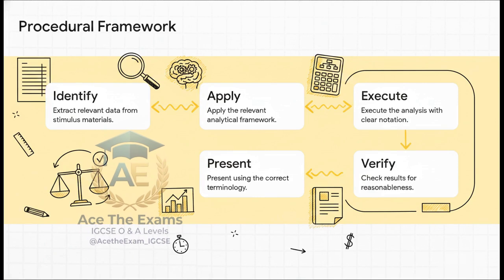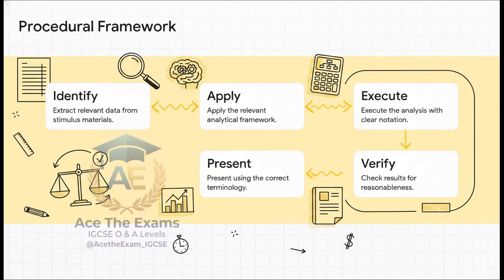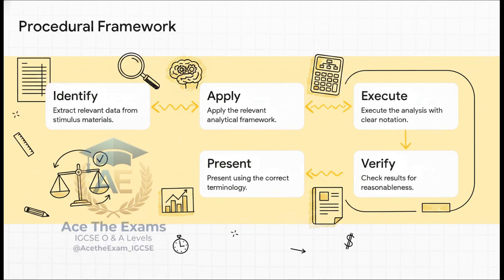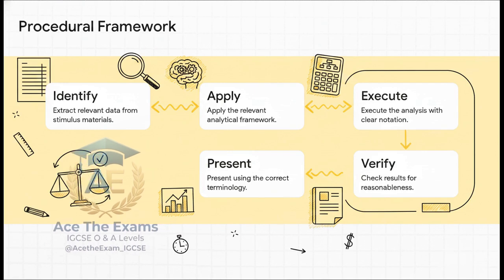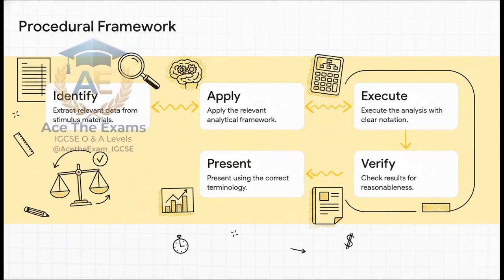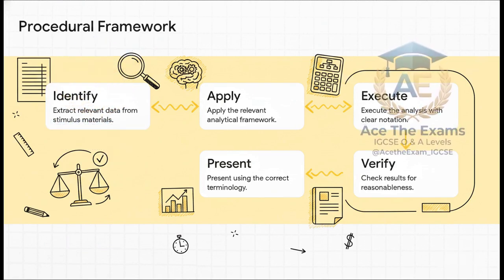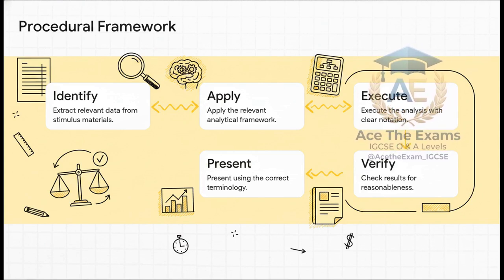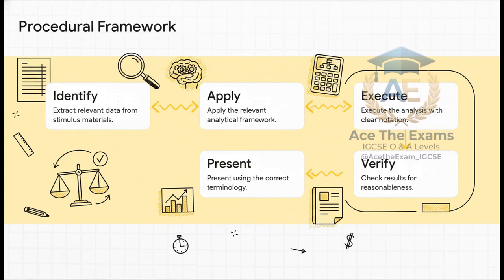In Cambridge Accounting, marks are very frequently awarded for the process, not just the final mathematical answer. Systematic processing follows a highly standardized sequence. Step 1, identify the key elements from the stimulus. Step 2, apply the relevant principles. Step 3, execute the analysis with crystal clear working. Step 4, verify your results for reasonableness. And Step 5, present it in the appropriate format.